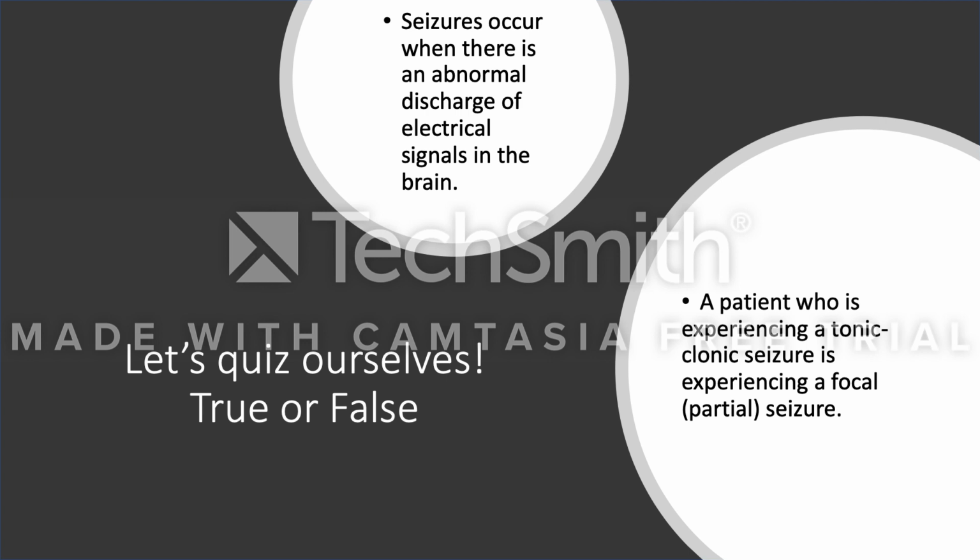Present in a way that allows the student to first think of the answer and then open it up for class discussion. Let's quiz ourselves, true or false. Seizures occur when there is an abnormal discharge of the electrical signals in the brain. A patient who is experiencing a tonic-clonic seizure is experiencing a focal or a partial seizure. By not directly providing the answer, it stimulates active thinking and learning and allows the student to take in the knowledge in multiple ways.